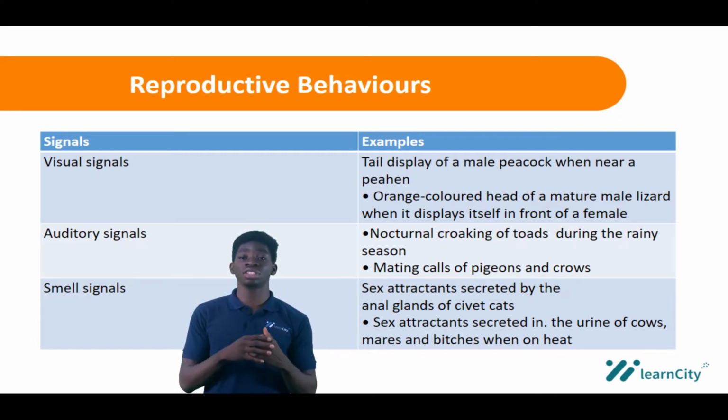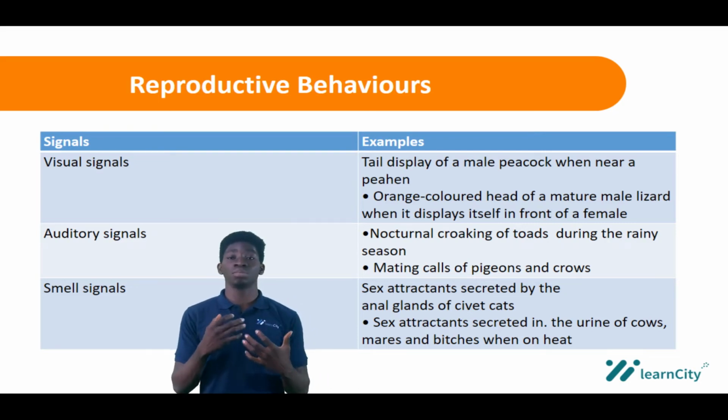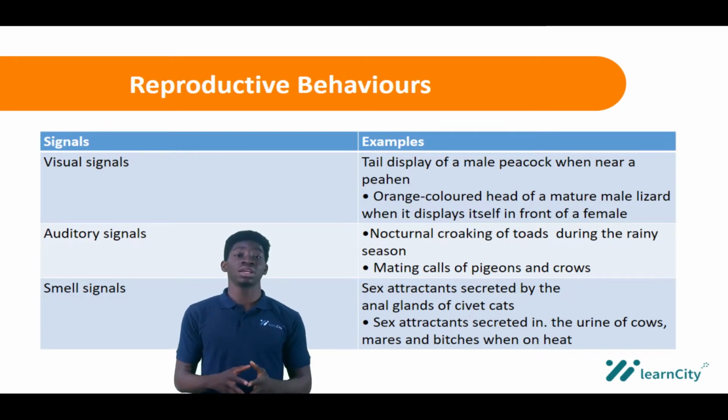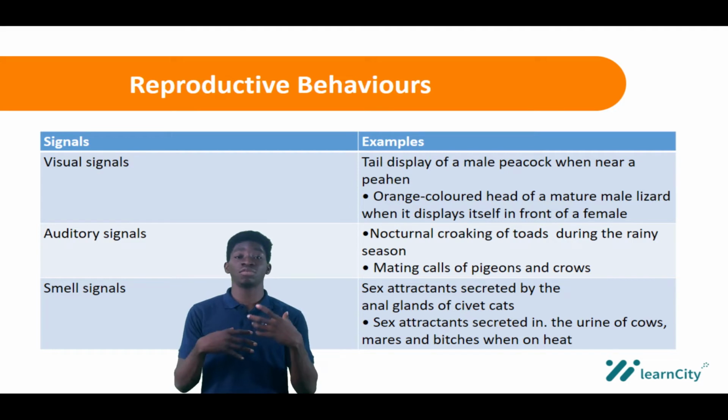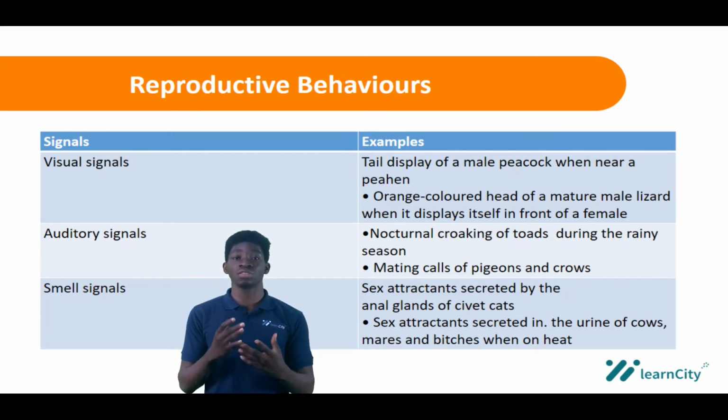Another one is the orange colored head of a mature male lizard when it displays itself in front of a female. When a male lizard is mature, it has an orange colored head. When it displays this head in front of a female, it's a visual signal indicating willingness to mate.